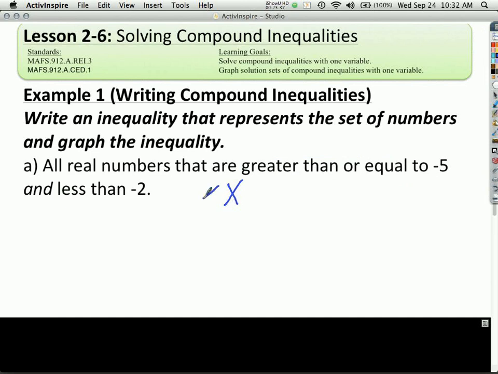The arrows always point this way, and you'll understand why in a moment. But we just need to figure out which ones need the bar underneath and which ones don't. So it says all numbers, that's this, greater than or equal to. So that's this symbol right here represents this right here. So that gets a bar. And then it says greater than or equal to -5, so -5. And less than, no bar, -2. Yes, Tristan?